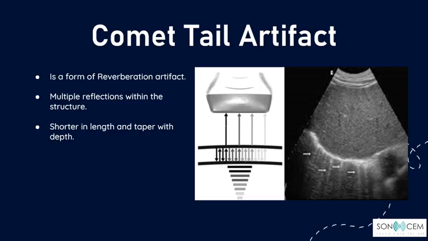Comet tail artifact is a subset of reverberation artifact where the multiple reflections occur within the structure instead of the transducer-tissue interface seen in reverberation. This is an example of a comet tail artifact occurring in the interface of pleura and diaphragm. In comparison to reverberation, comet tail artifact is shorter in length and tapers with depth.